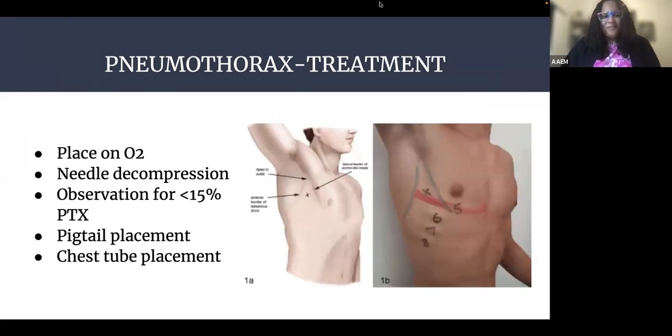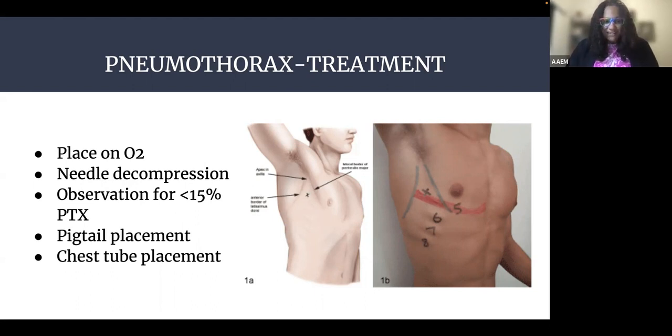How do we treat it? We place the patients on oxygen. Now, if a patient is hemodynamically unstable, meaning that they are hypoxic, they have tracheal deviation, they are hypotensive, then that is an indication for needle decompression.